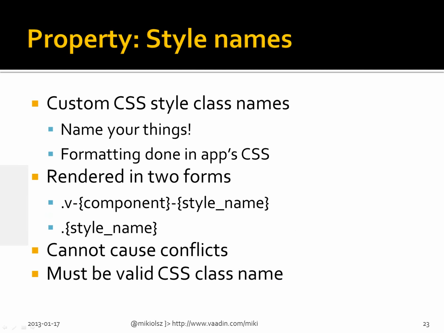regular rules. And finally we have style names, and this is something that allows you to name your components to your liking and to use that in your CSS. Each style name is always rendered in two forms, so you can fine-tune the components with the common style name if you need that. The rule is that it cannot cause conflicts, so it has to be a valid CSS class name, and it cannot be the name of any component in Vaadin.